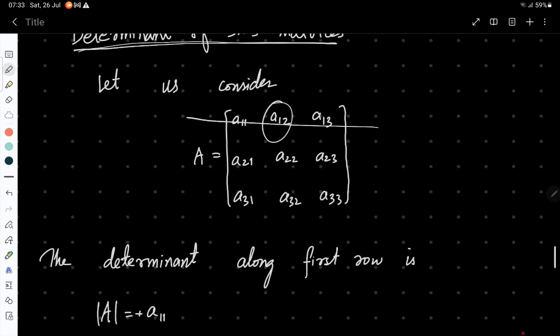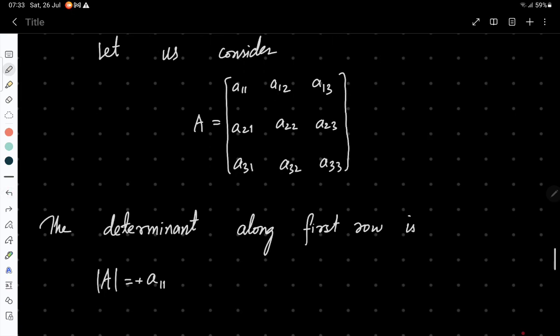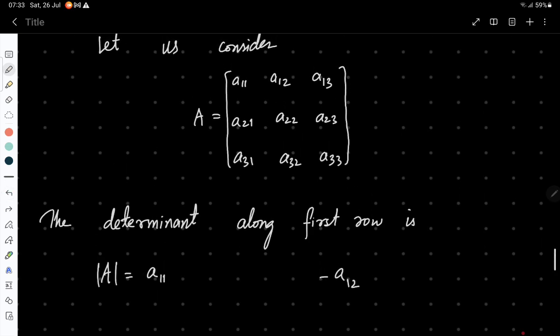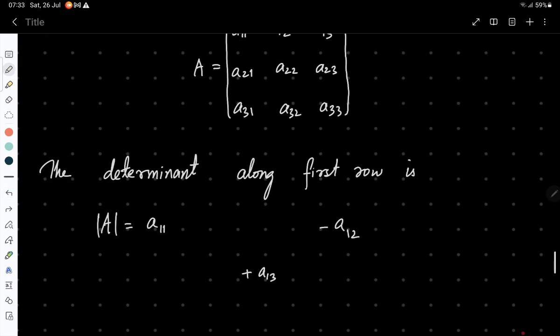So the next term is A12. If you add the indices 1 and 2, you will get an odd number. So for an odd number you will write minus A12. The index of the third entry of this first row is 1 3. If you add 1 and 3, you will get 4, which is even. So you will write plus A13.